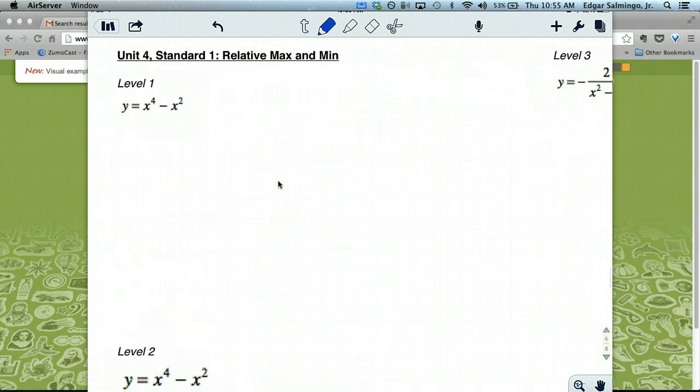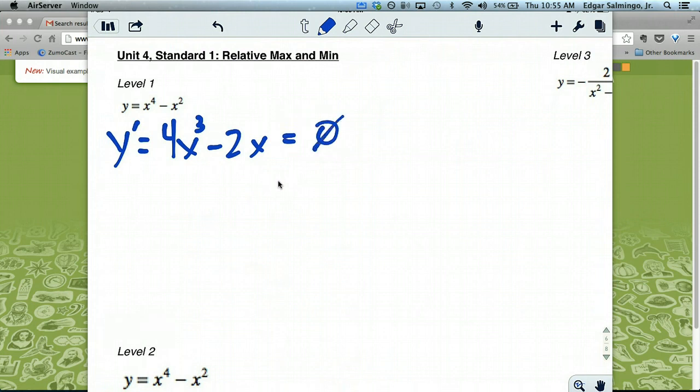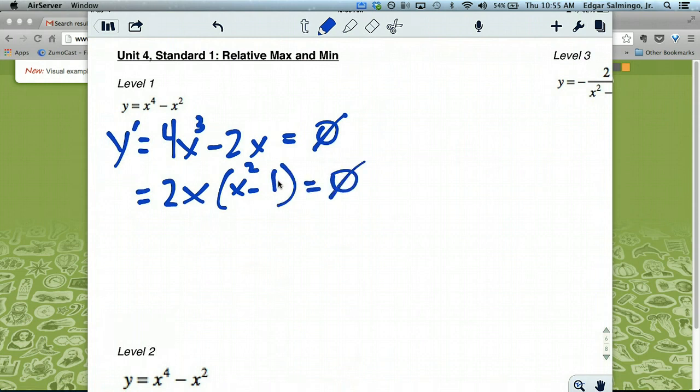I want to find the relative max and min. So I want to know what the critical numbers are, where it is increasing and decreasing, that whole thing. To do so, I have to take the derivative. The derivative will give me 4x to the third minus 2x. And because I'm looking for the critical numbers, I set this equal to 0. I factor this, which is 2x times 2x squared minus 1. One of these has to equal 0. So this one has to be 0 to equal 0.